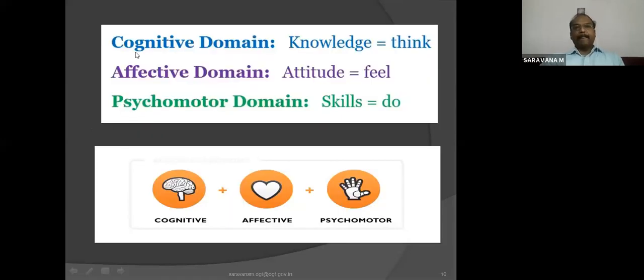Again, one more visual. Cognitive domain is knowledge, that is thinking, and affective domain is attitude and feeling, and psychomotor domain is related to skill, do, perform. So knowledge is we can gain information, gain knowledge, and think and recall, that is related to cognitive. Our memory can be recalled through the knowledge which we have gained, that is related to cognitive domain.